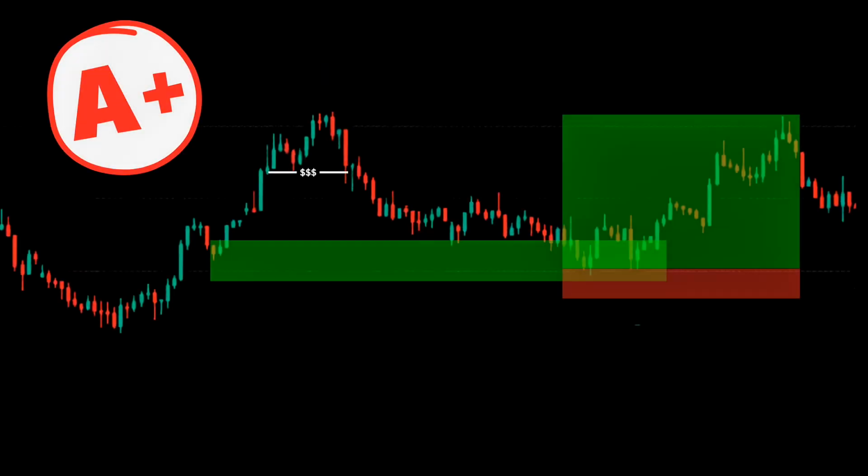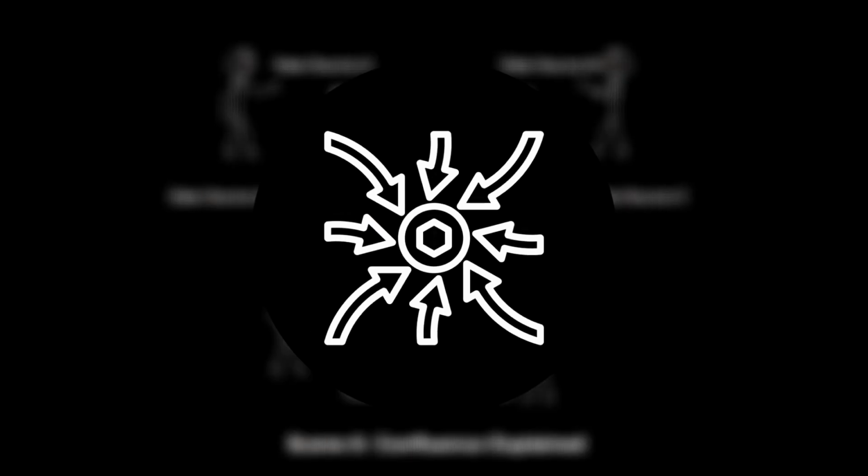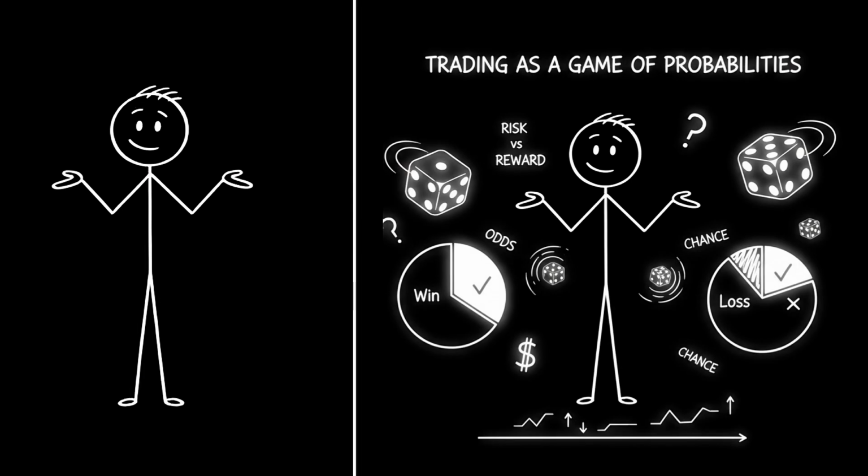An A-plus setup is a perfect trade opportunity that meets all the key criteria for a successful trade. Then a confluence is when different technical analysis methods all point to the same conclusion. Confluences don't appear 100 times a day. Trading is a game of probabilities. Price might go your way, and sometimes it might not. So looking for confluence in a trade setup is literally putting all possible odds in your favor.